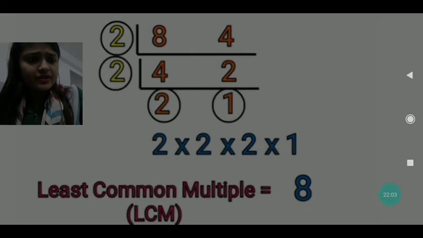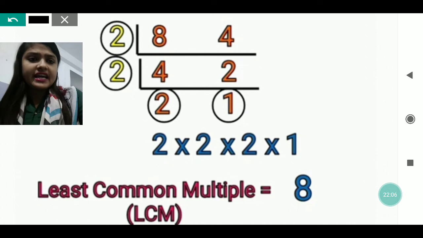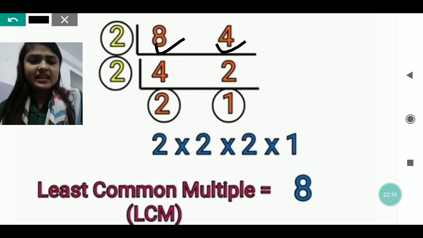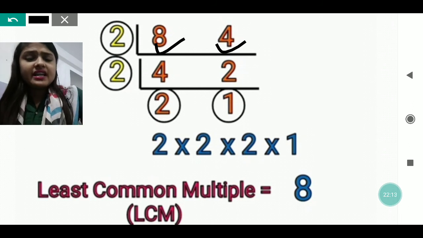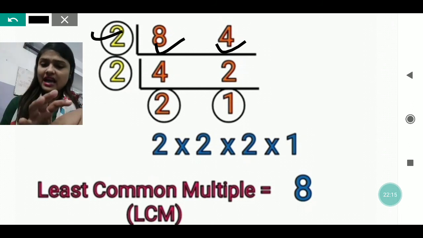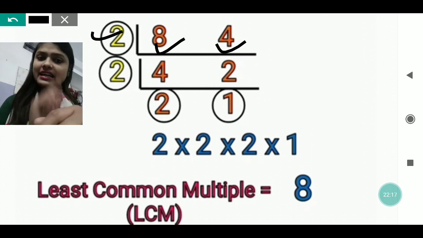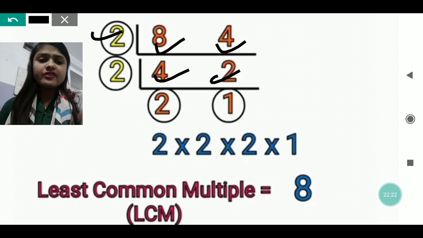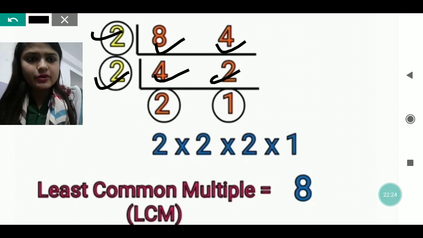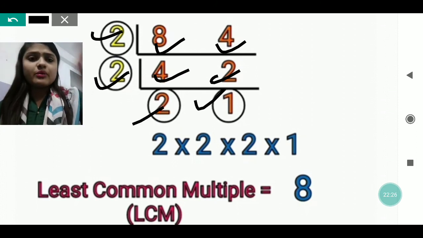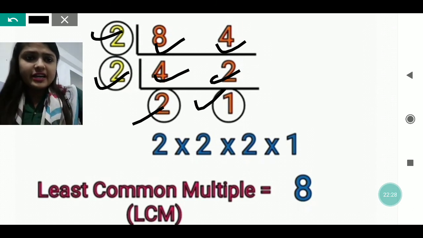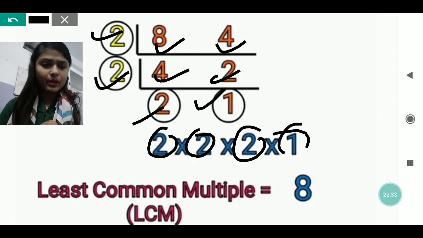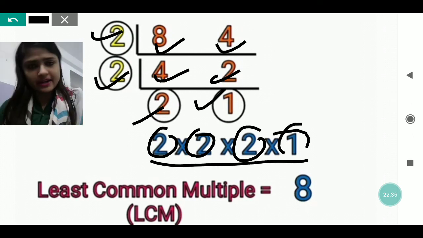In the same way, you can see here it is written 8 and 4, and again I am dividing. The least common number with which I can divide is 2. With 2, when I divide 8 and 4, I get 4 and 2. Then I divide 4 and 2 by 2 and get 2 and 1. The numbers I divided by, 2 and 2, I will write down, then 2 and 1, like this.